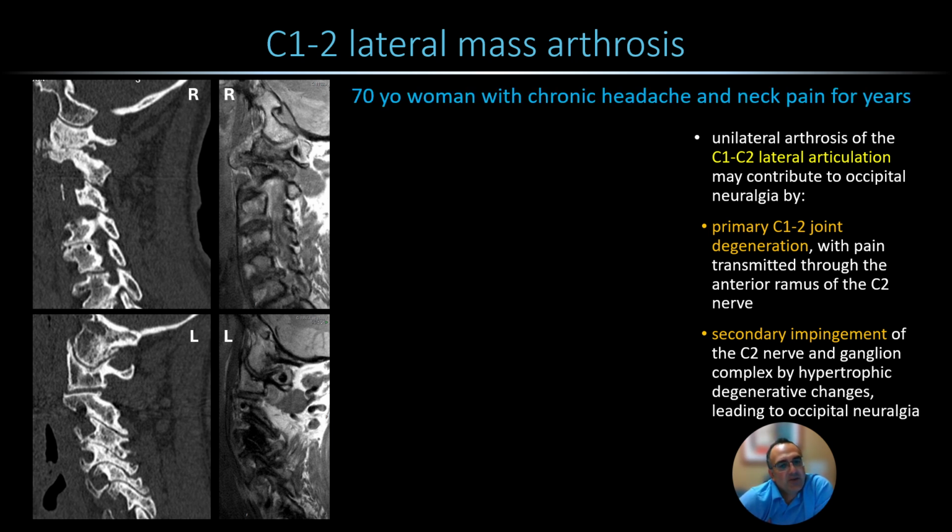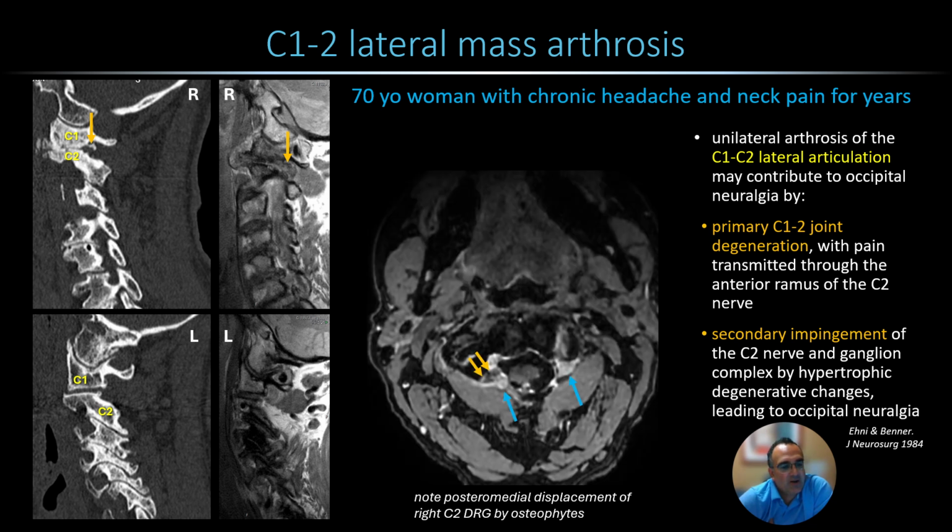And so this is a 70-year-old woman with chronic headache and neck pain for years. Here we see hypertrophic degenerative bony spurring projecting into that right C1-2 foramen. On the bottom there, we see only very small osteophytes on the contralateral left side. Again, going now to the upper right, on our symptomatic side, we see this proliferation of ill-defined mineralization obscuring evaluation of that DRG.